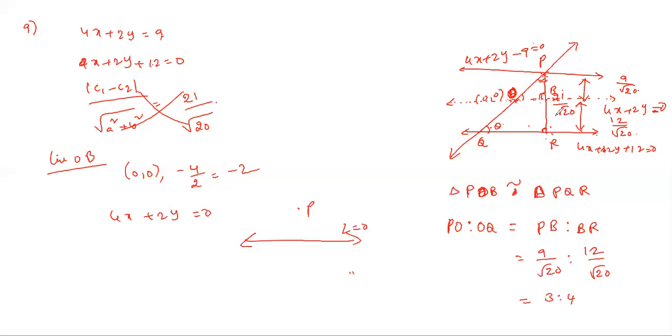Yes, sir. I think a parallel line divides in the same ratio. Otherwise, you can take PO is to PR, PQ, by taking reciprocals and taking minus 1, you will get it the same. Yes. PB is to BR means we can find the distance between the parallel lines. So this one and this one, we will get 9 by root 20 and 12 by root 20. So the ratio is 3 to 4.